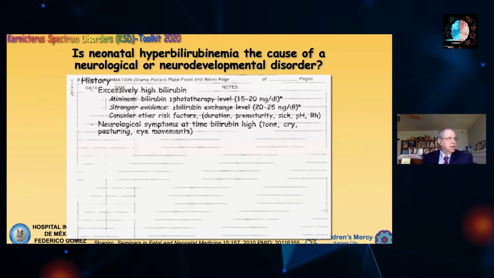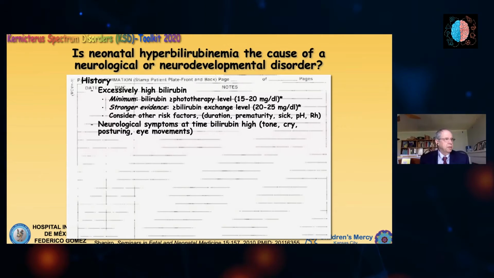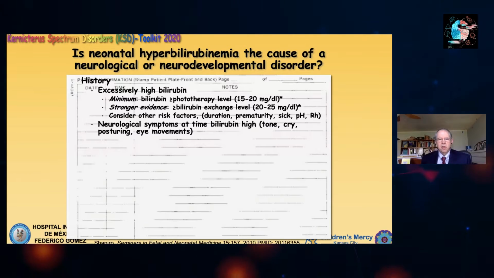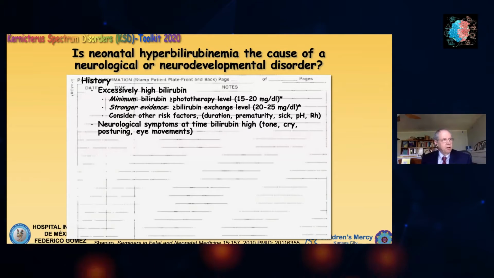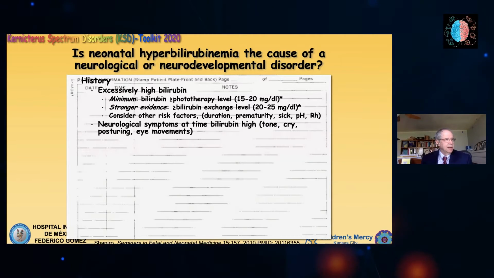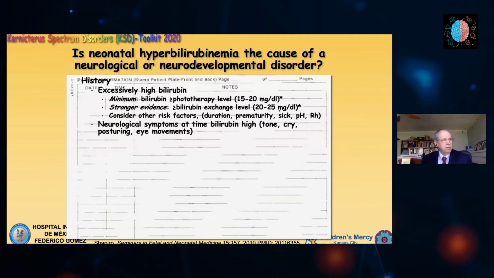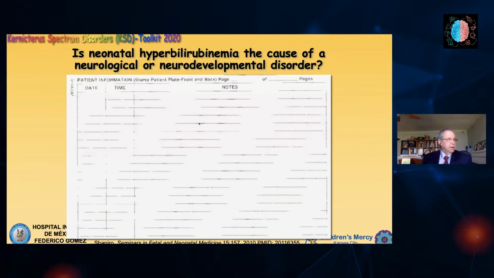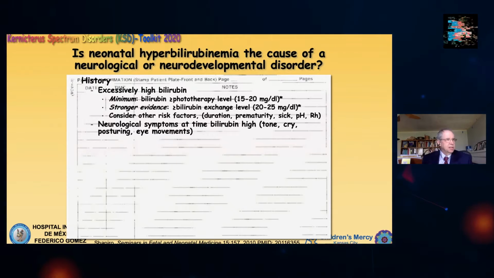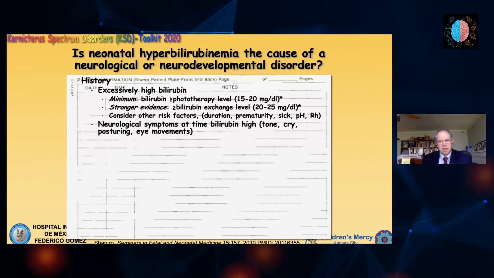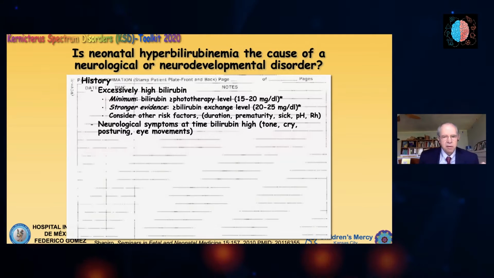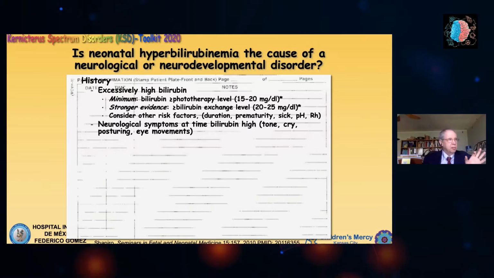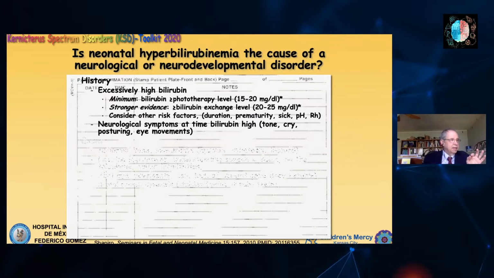The first thing I look for when I see a child, I want to know the history. Is there an excessively high bilirubin? At minimum, I'd like the bilirubin to be at a level where neonatologists and pediatricians would give phototherapy to reduce the bilirubin so it doesn't go higher. Stronger evidence of a high bilirubin would be a level high enough to recommend a double volume exchange transfusion, a drastic treatment. And one would consider other risk factors such as its duration, whether the child is premature, sick, acidotic with a low pH, or has Rh disease, because all those factors make any blood level of total unconjugated bilirubin more concerning.